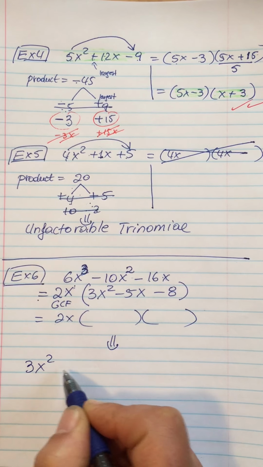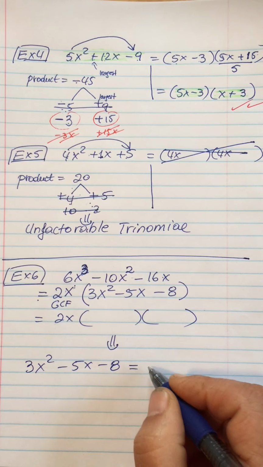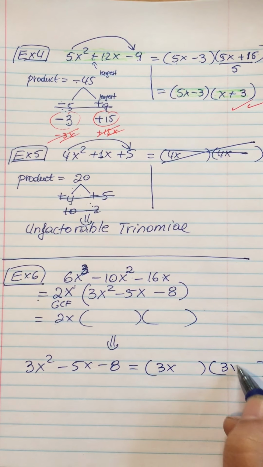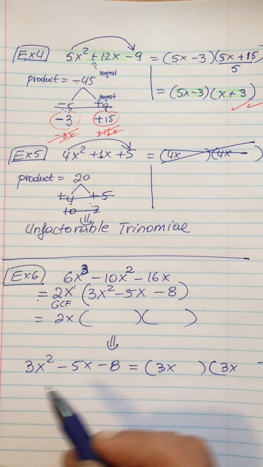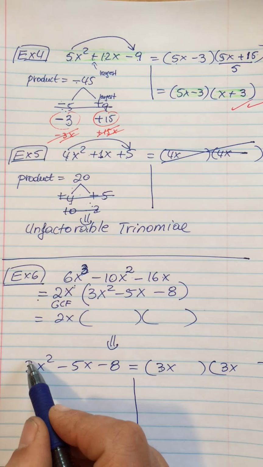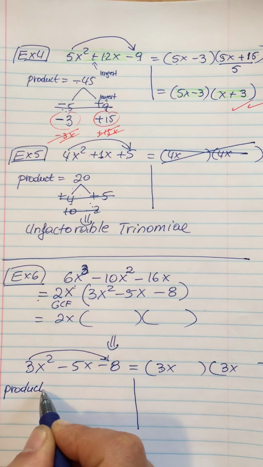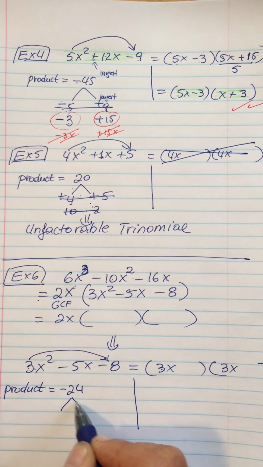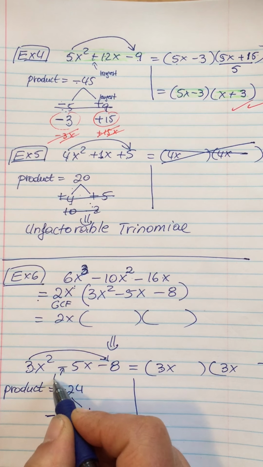So I have 3x squared minus 5x minus 8. No common factor. So if I can factor, I will write 3x, and now wait for the numbers to input them, and then I will simplify because 3 times 3 is 9, not 3. I will simplify later. So what are the numbers? Those numbers will satisfy the product, which is 3 times negative 8, negative 24. So a negative product means one negative, one positive. The largest will be negative.